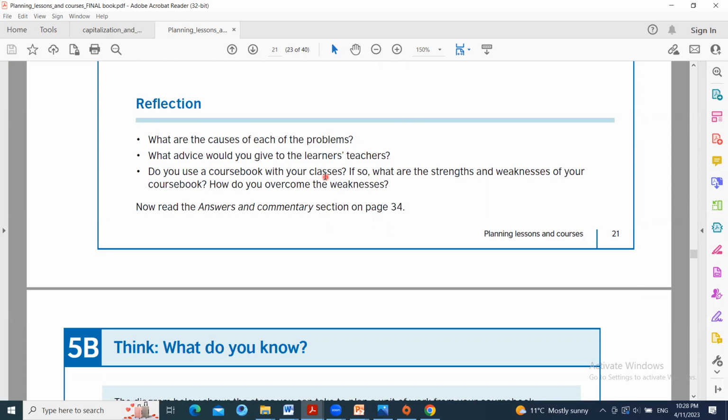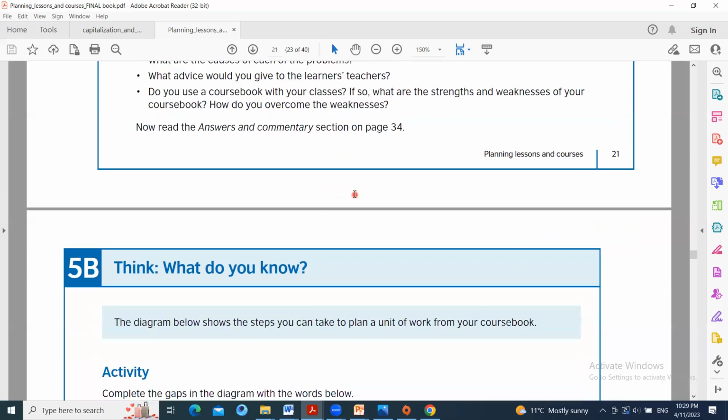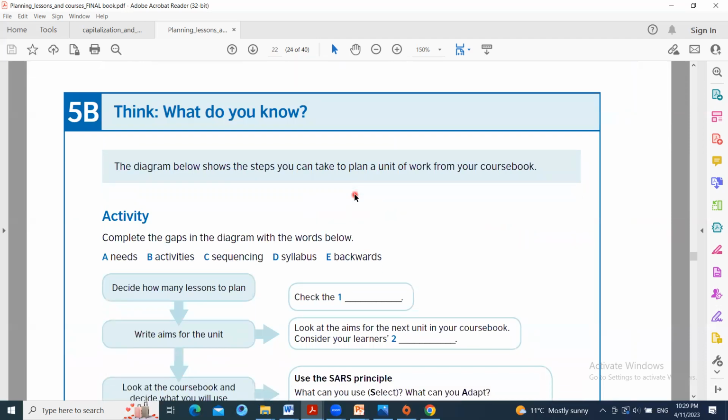at school, we have the Garnet series, so there is a coursebook. If so, what are the strengths and weaknesses of your coursebook? How do you overcome the weaknesses? When you start your training, practice, you can think of these questions. They will be helpful.